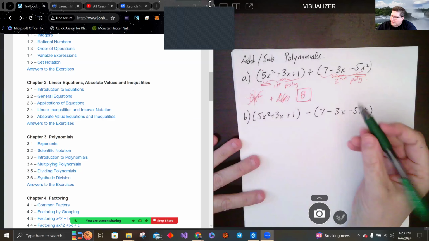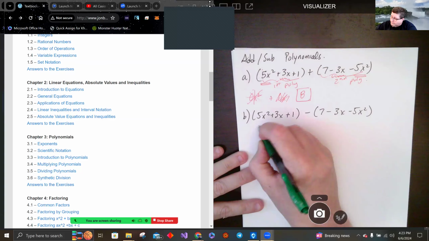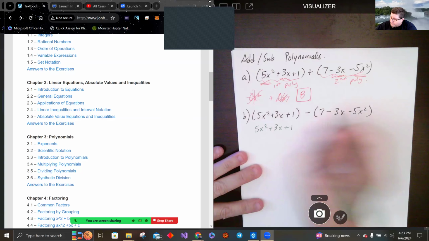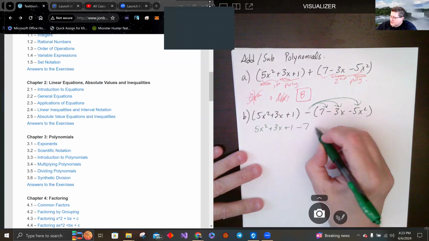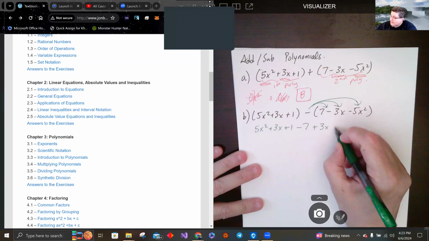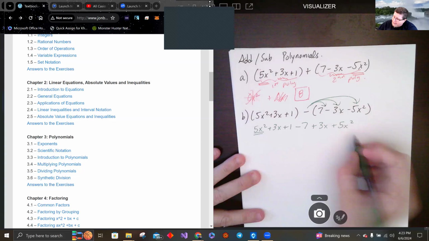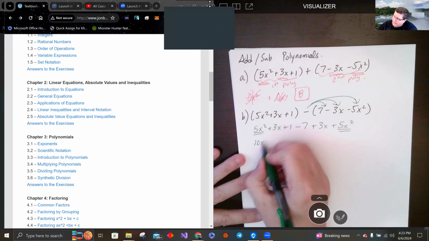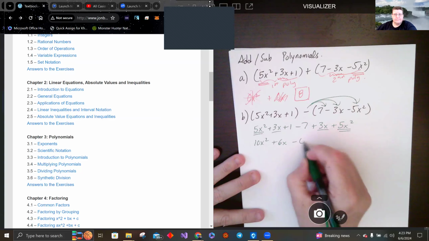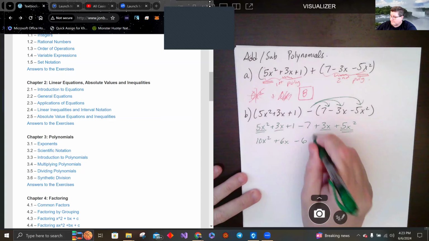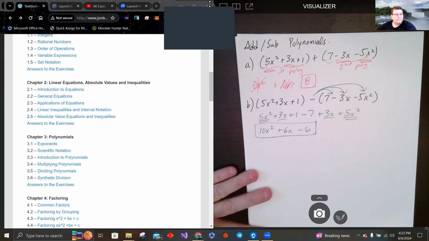When you have subtraction of polynomials, you need to pay attention, distribute the minus sign first. I'm going to distribute the minus sign to each one. It changes the sign of what's inside. Now when I combine like terms, I've got 10x squared, 6x minus 6.